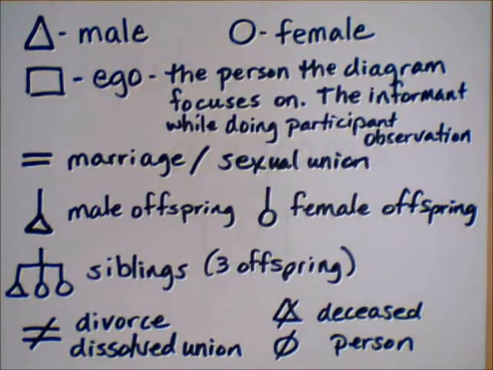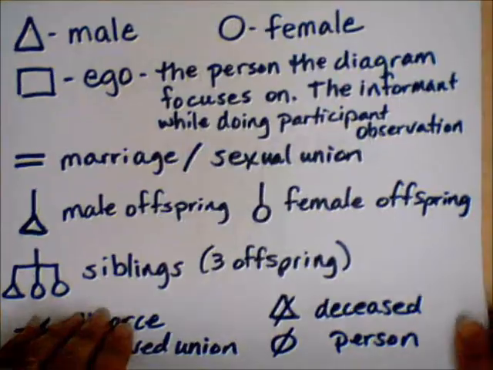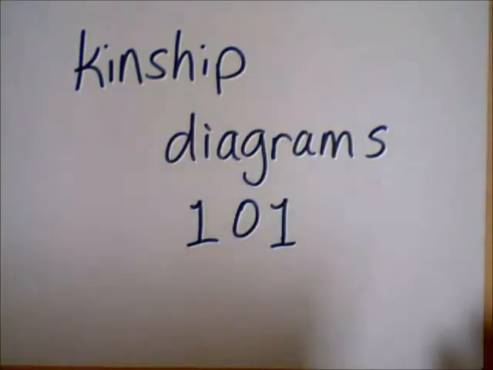This is how you do a divorce or a dissolved union and a deceased person. So these are the basic ones that you're going to need in order to be able to finish your kinship project, Project 4. Okay, so I want to show you how to put some of these together and what it'll look like, and how to interpret what these symbols mean when they're all stuck together in a diagram.